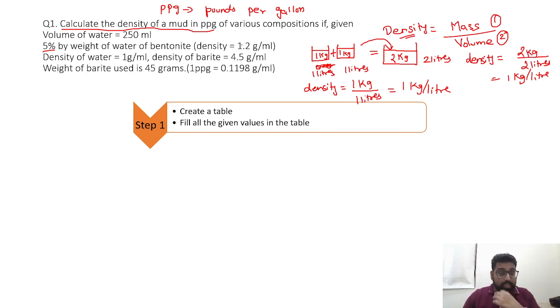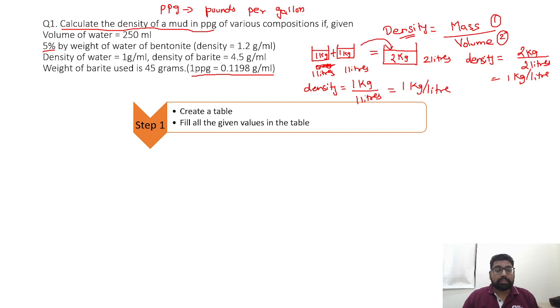And the density of bentonite is given as 1.2 grams per ml. The density of water is given as 1 gram per ml. Density of barite is given as 4.5 grams per ml. And the weight of barite used is given as 45 grams. Okay. So you have all these units in grams and ml, and so definitely you are going to get the density also in grams per ml. And finally, they have given a unit conversion, which we will be using at the last to convert whatever density you are getting into ppg.